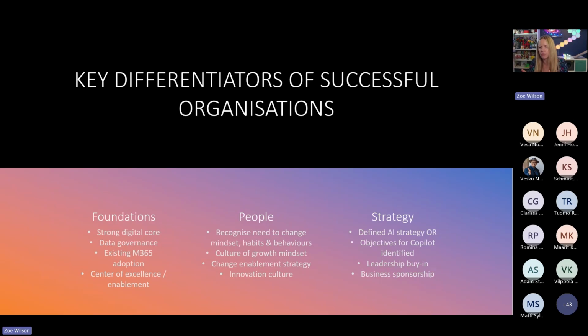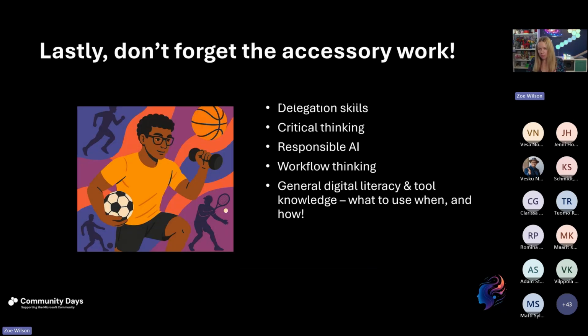But if not, at least on its own, there should be clear objectives, a clear vision for the use of Copilot, with leadership buy-in, with business sponsorship. And organisations that don't have that in place will move more slowly through the adoption curve. They will struggle to see the potential ROI.